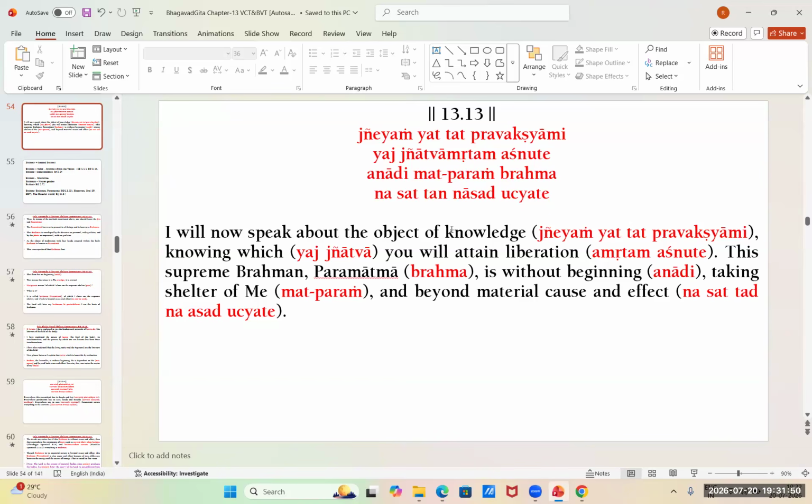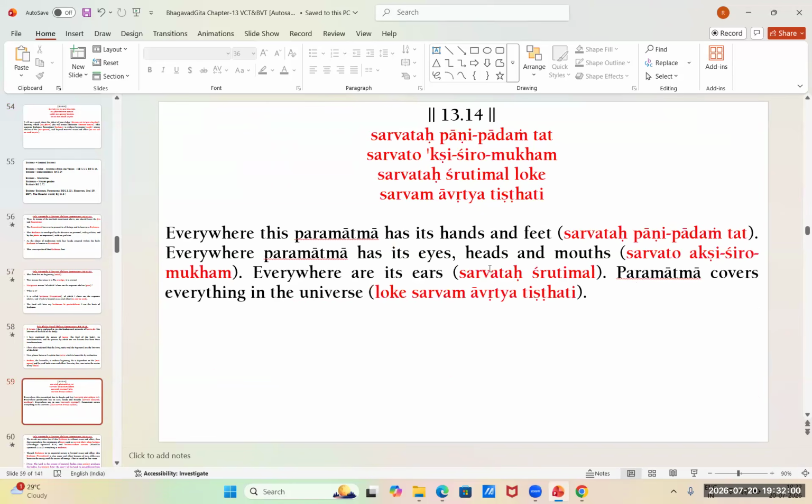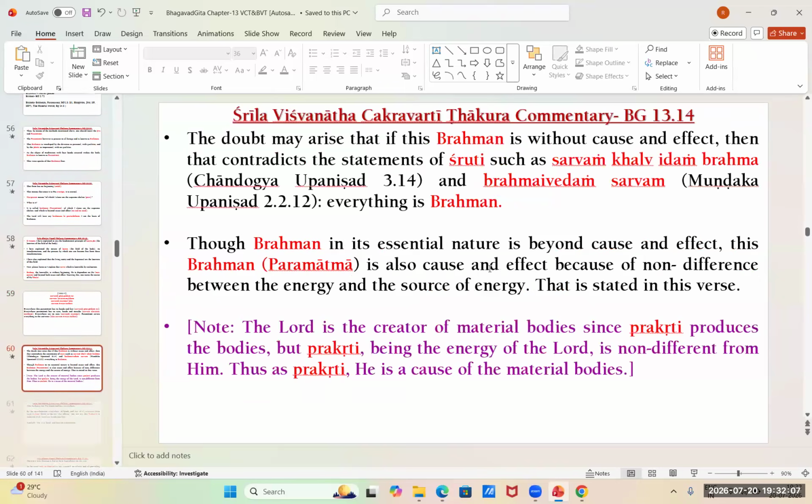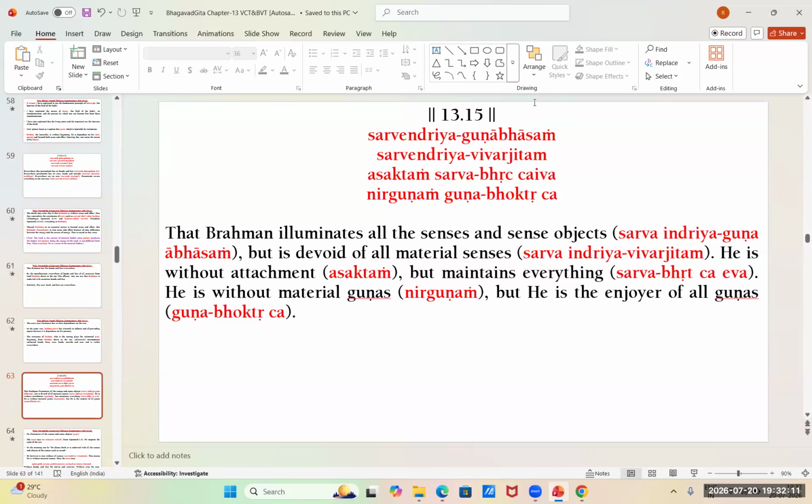Then we started discussing the qualities of the Paramatma. Sarvata pani padam tat sarvato'kshi shiro mukham, everywhere are his hands and legs. We saw those verses, and then the 15th verse also, Sarvendriya gunabhasam. We saw that a lot of contradictory things have been spoken, but there is a difference between contradiction and paradox. Paradox means there is a deeper meaning.